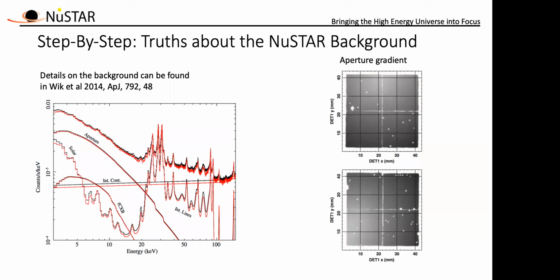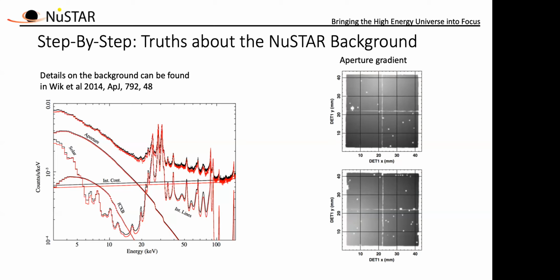So here's the background again. You see that pretty much above 20 keV, your dominant background is instrumental background lines. So if you're above 20 keV, you're in the instrumental background regime. Below 20 keV, your dominant background comes from the sky itself. It's called aperture flux. Nothing much you can do about it. And that particular aperture flux is the one that causes this gradient across the detector.